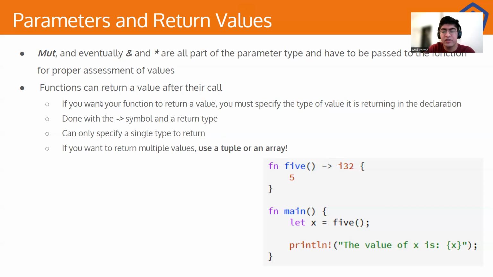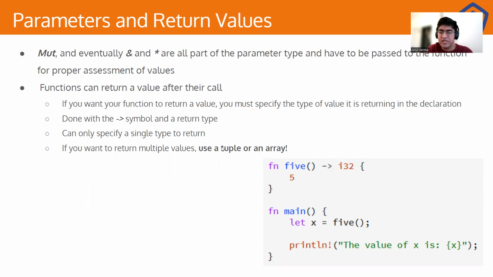And this is how you'd return a value from your function. So we can see we have fn five, arrow i32. And this just means that our function five is going to be returning an i32, and that value it returns is 5. You can notice that we don't have a keyword for our return, because if you want to return, there's no return keyword. All you have to do is put the value you're returning without any semicolon at the end, and that value will automatically be considered the return variable and it will be returned, as long as it matches with the return type.